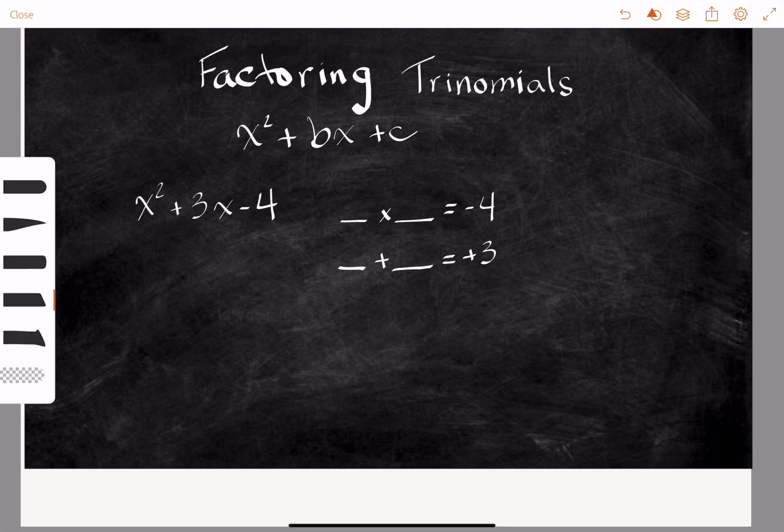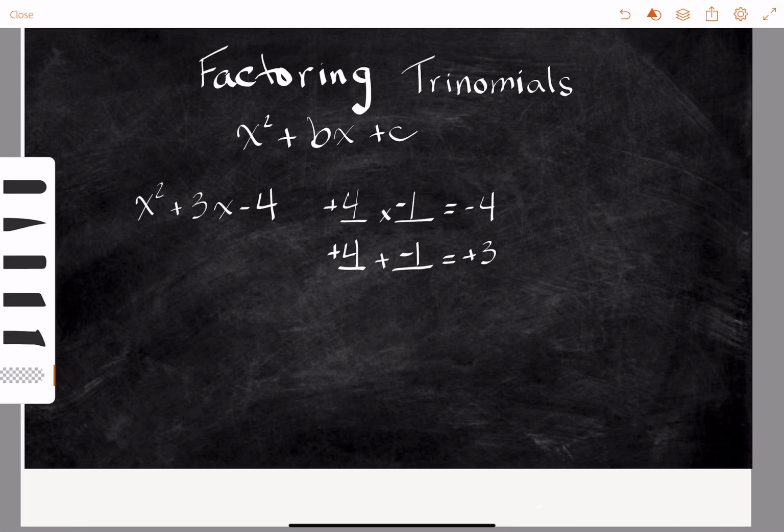So we have negative 4, so 4 and 1, and 2 and 2. 2 and 2 aren't going to get me to 3 at all, so I can look at 4 and 1. So I need positive 3, but a negative 4. That means I'm going to need a negative 1 there and a positive 4 here. So this works out. 4 times negative 1 is negative 4, and 4 plus negative 1 is positive 3.